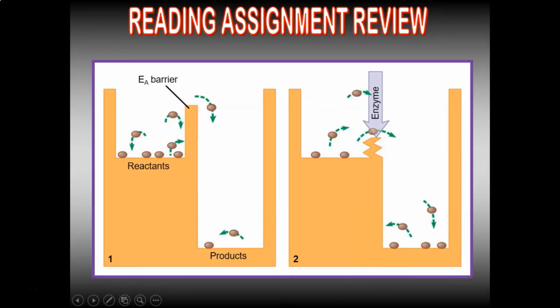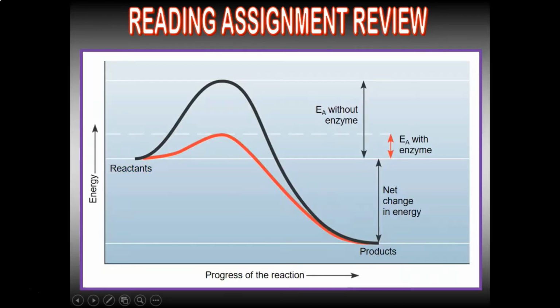Here's another pictorial representation of that, showing some jumping beans. They would have a very hard time getting across here, but the enzyme crushed the barrier down, so now it's the exact same reaction. They're going to become products, and it's much easier this time. They didn't have to expend as much energy to get up and over that barrier, because the enzyme works by lowering the energy of activation.